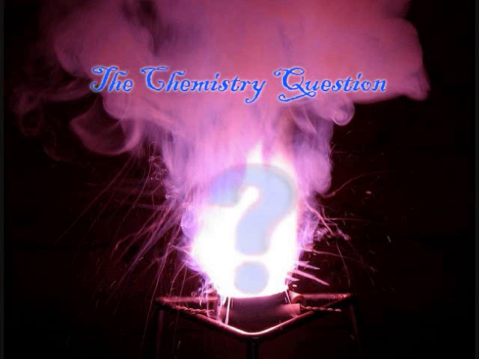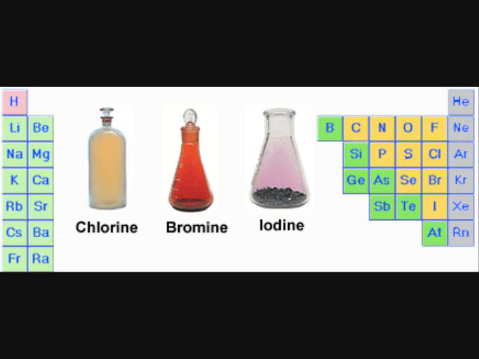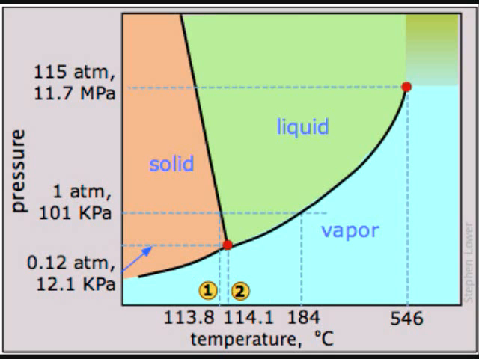Jordan here, and today we're going to be talking about iodine. Iodine is a halogen like fluorine, chlorine, and bromine. It is the heaviest of the stable halogens and the least reactive. Unlike fluorine and chlorine, which are gases, and bromine, which is liquid, iodine is a purple-black solid with a slight metallic luster. However, it melts easily and boils soon after.